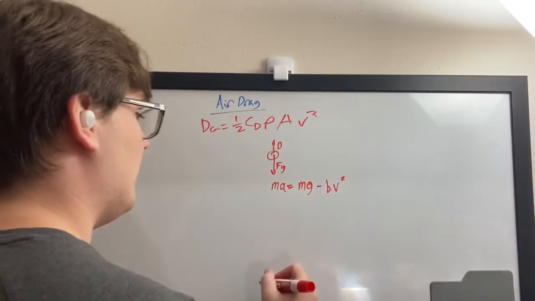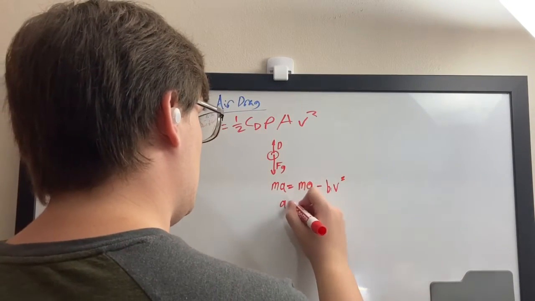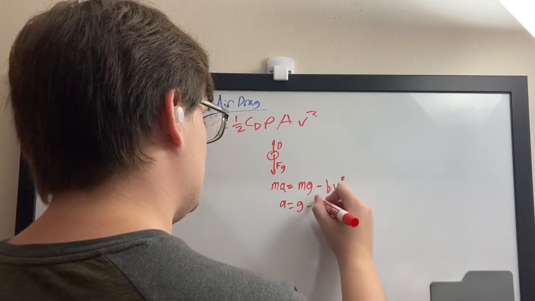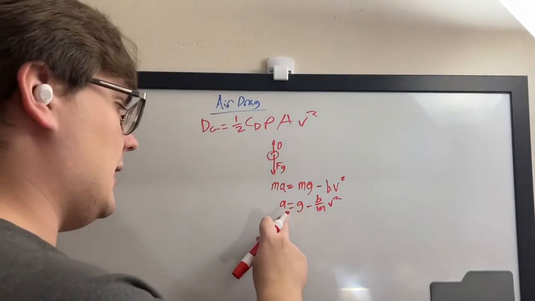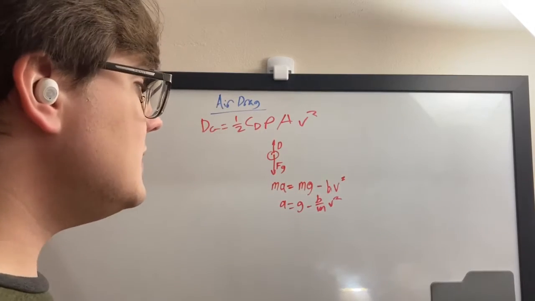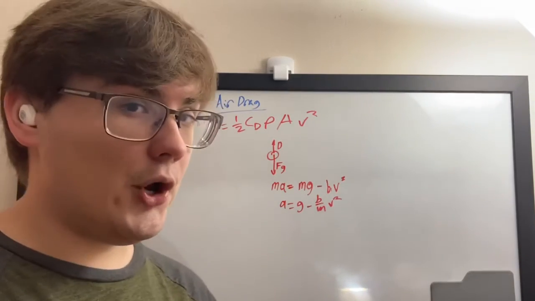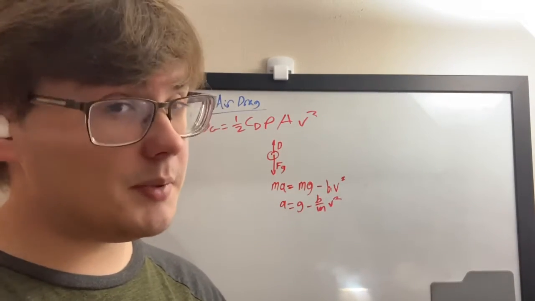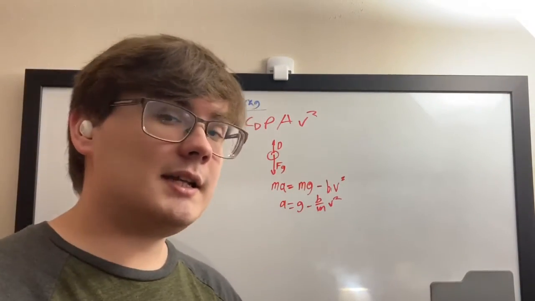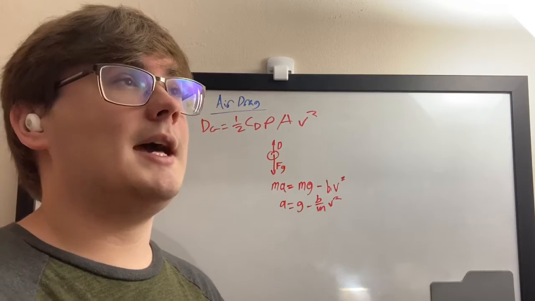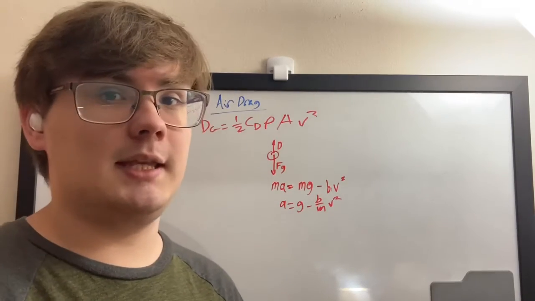And you can solve by dividing everything by m. a equals g minus b over m v squared. This is our acceleration now. And some of you might know, some of you probably don't, this is what's called a differential equation. A differential equation is any equation that has to do with something changing in the equation.